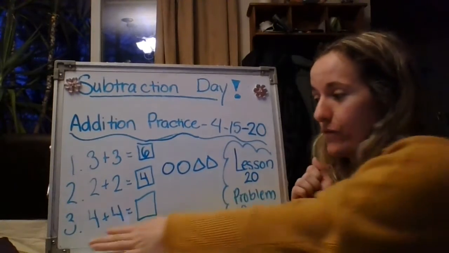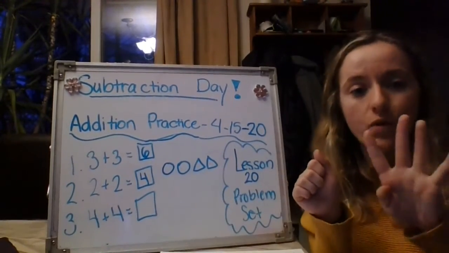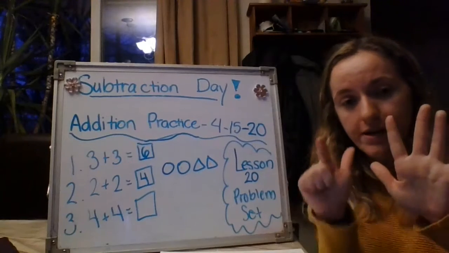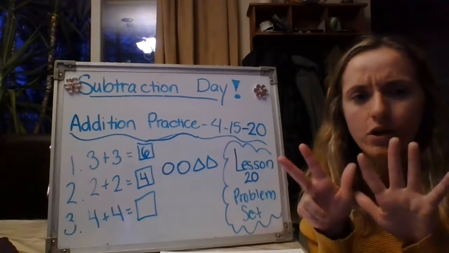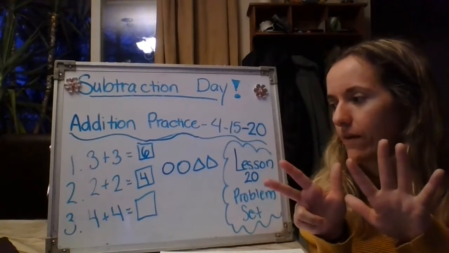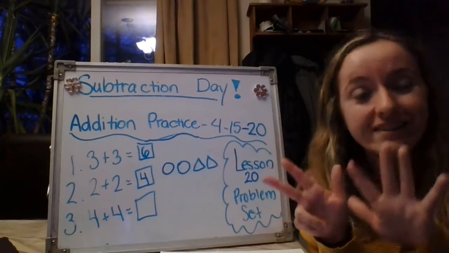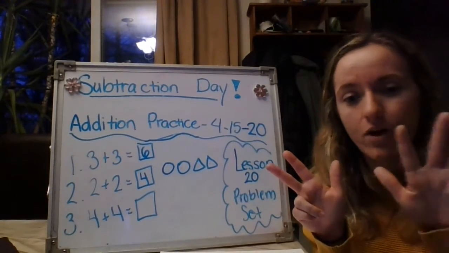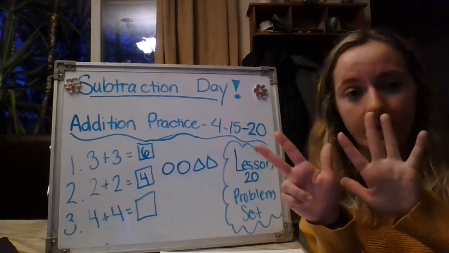4 again, because I have 4 plus 4. I'm at 4. 1, 2, 3, 4. Now, how am I going to figure out how many I have all together? I'm going to count my fingers up. So let's go ahead and count all the fingers that I have. I'm going to put them down as I count.